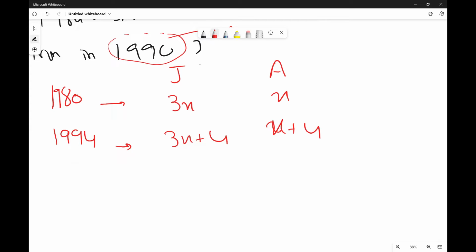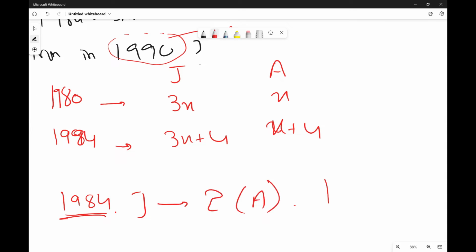Judy's age in 1984 was twice Aaron's age in 1984. Again, Judy's age, जो हमने यहाँ पे जो लिखा हुआ है कि 1984 की बात हो रही है, हाँ, 1984 में the question says Judy's age was 2 times Aaron's age. तो एरन एज क्या, x plus 4 times 2 is equal to Judy's age is 3x plus 4.